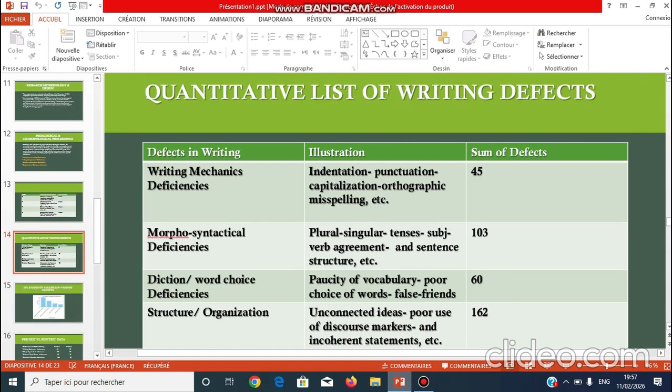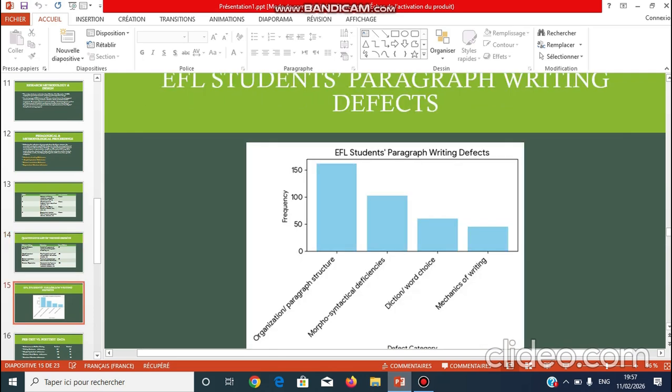Now, the quantitative list of writing defects or deficiencies. Writing mechanics, I have counted 45. Morphosyntactical deficiencies, 103. Diction or word choice deficiencies, 60. Structure organization, 162. This Pareto chart shows that organization or paragraph structure scored highest.